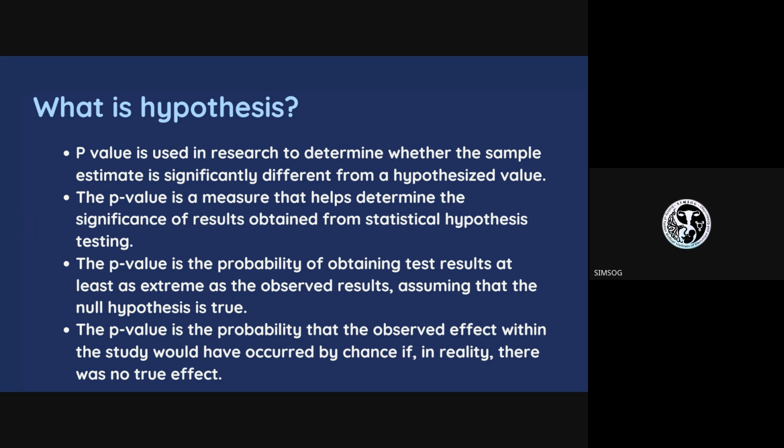So what does this mean? The p value is the probability of obtaining test results at least as extreme as the observed results, basically assuming that the null hypothesis is true. Or, the p value is the probability that the observed effect within the study would have occurred by chance if in reality there was no true effect. Imagine the example of washing clothes and pregnancy. We know that that's not true, okay.